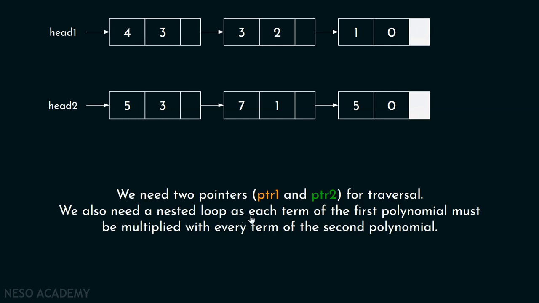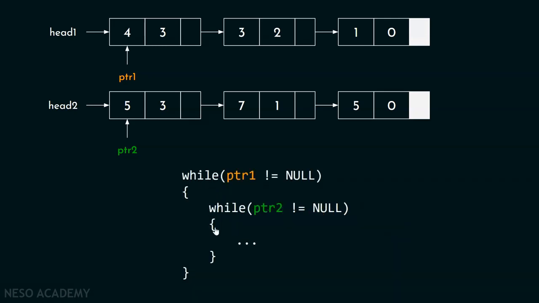We also need a nested loop, as each term of the first polynomial must be multiplied with every term of the second polynomial. As I have written over here, we need two pointers, ptr1 and ptr2, so let me just mention those pointers over here. You can clearly see that ptr1 is the pointer to the first node of the first list and ptr2 is the pointer to the first node of the second list, right? Now we need a nested loop, as each term of the first polynomial must be multiplied with every term of the second polynomial. So this is how a nested loop structure looks, right? Obviously this is a nested loop structure.